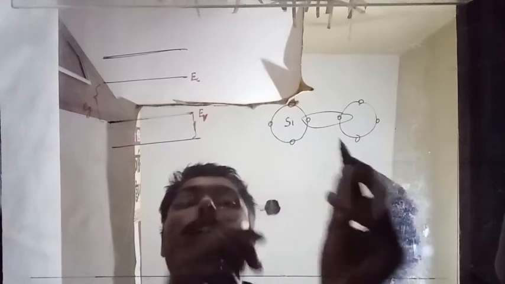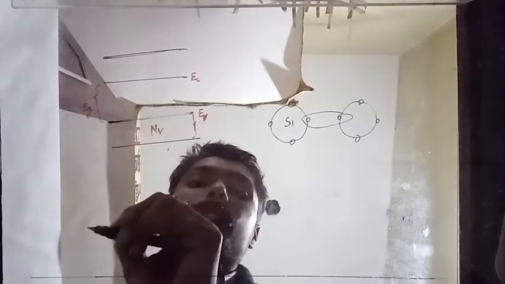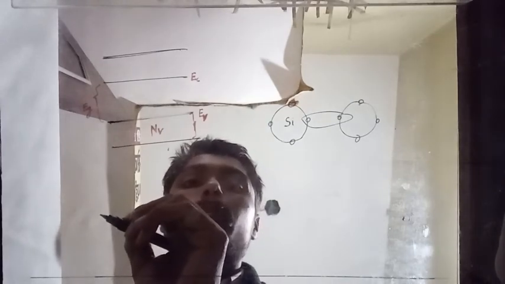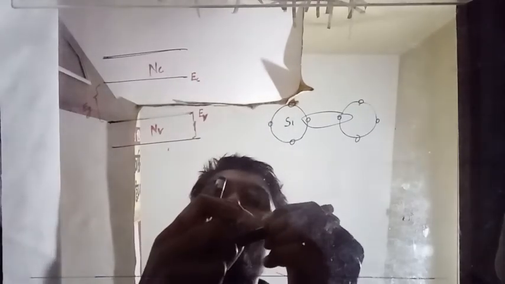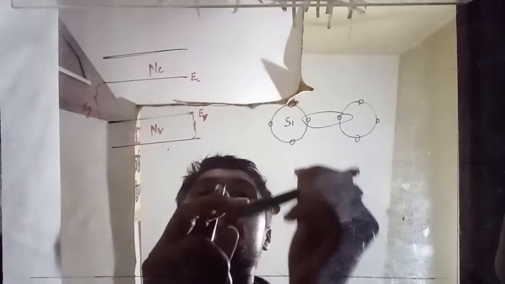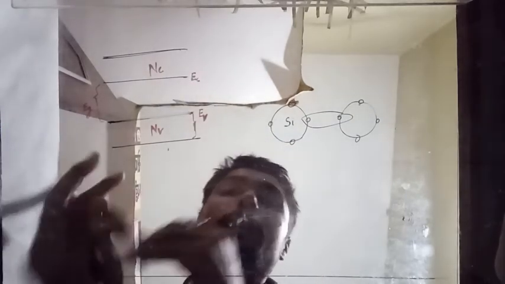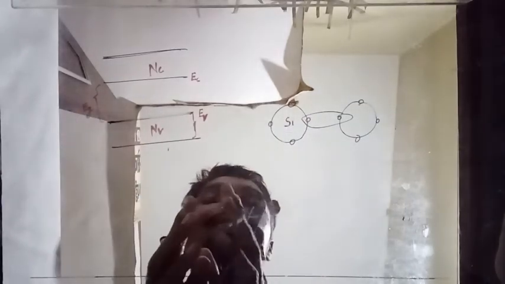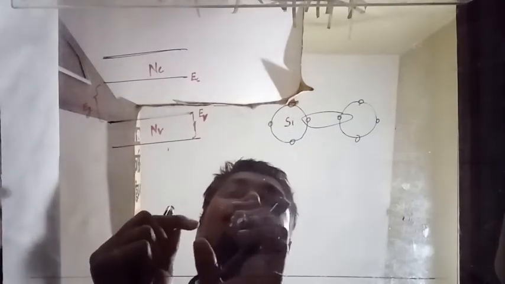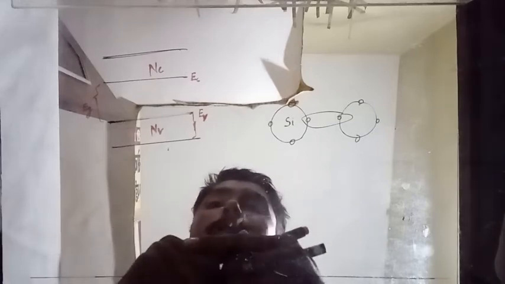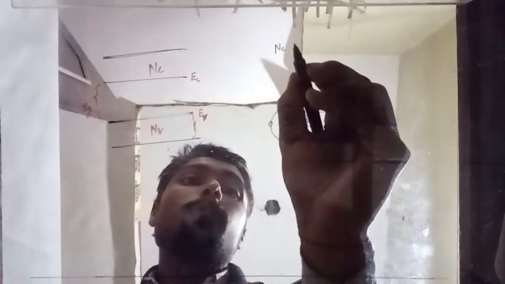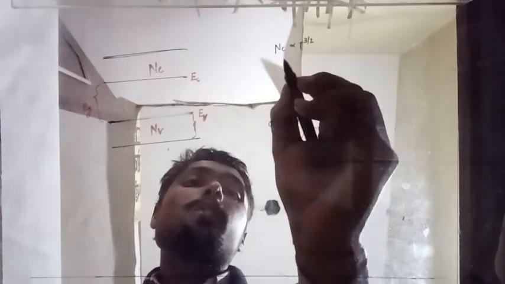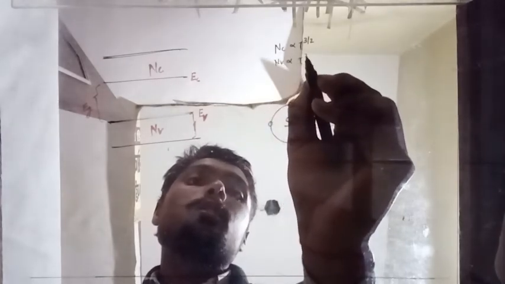Now here, NV is the effective density of states in the valence band, and NC is the effective density of the carriers in the conduction band. What I told you till now is that there will be lots of vacancies available. At a specific temperature you can reach any specific energy level. When you increase the temperature, what happens? NC varies with temperature. NV will also increase with temperature as T to the power 3/2.